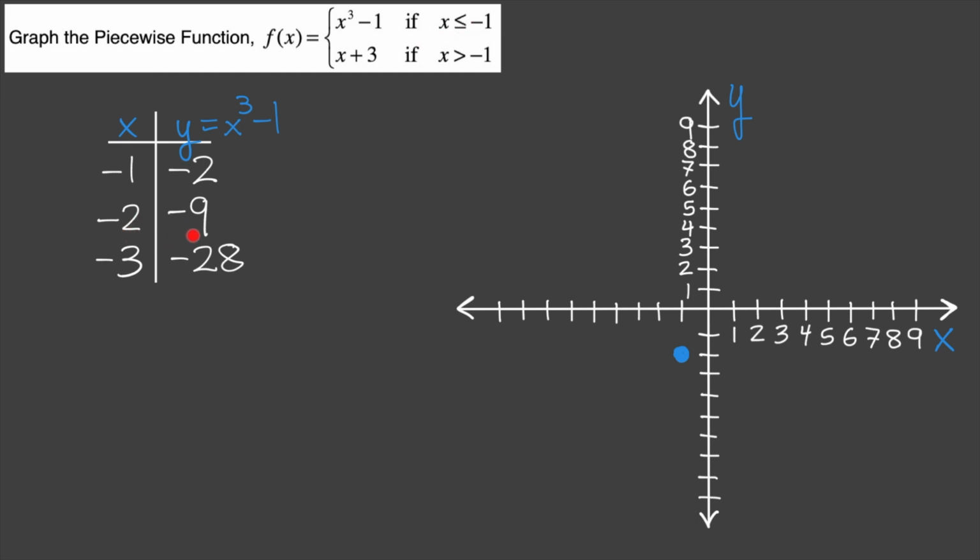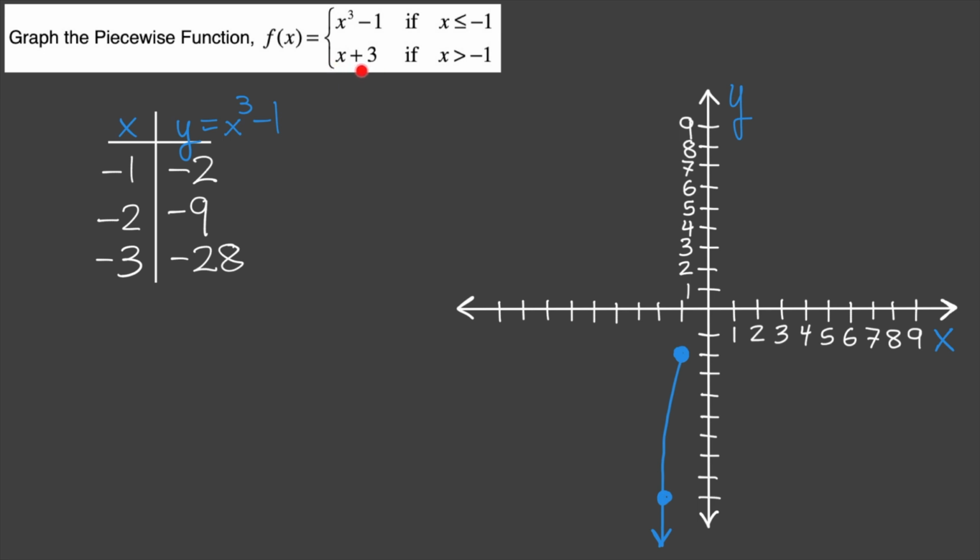Next, negative 2, negative 9. So here's negative 2, and then it goes all the way down to negative 9. So it's like right here. And then the next point is going to be negative 3, and then way off the page here. So we'll just assume that it's going down at a pretty rapid pace. And remember, the x cubed graph looks like this. So this is your x cubed graph. It looks kind of squiggly, I call it. So this graph is going to look like this here, going down to the left forever. All right, so that's the first part of our piecewise function.